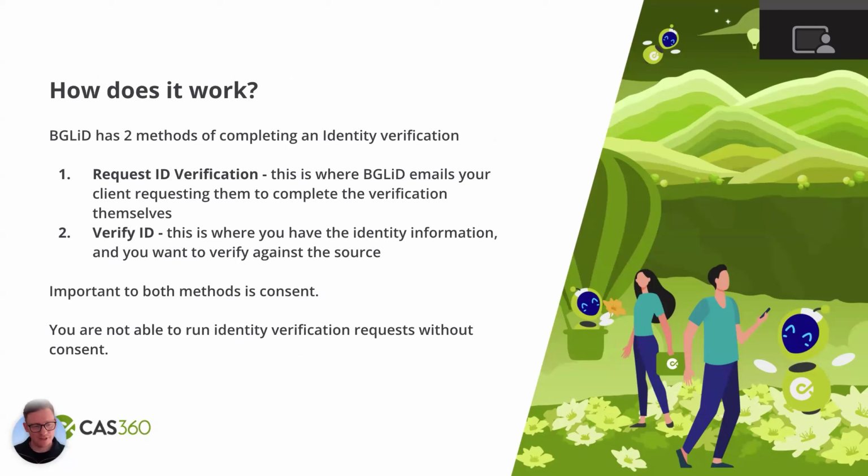There are two methods of how BGLiD works. Step one is to go through the process of requesting an ID verification. And this is where we send an email out to the client requesting their ID verification, and they can go through the workflow themselves so that you never touch the ID, and they can complete that ID verification.